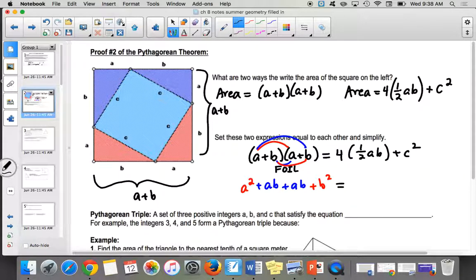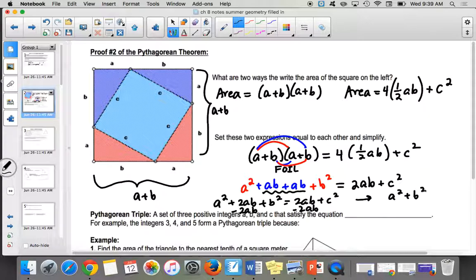How about 4 times 1/2 ab? What do we think we get when we simplify 4 times 1/2 ab? 2 of the ab's, right? And then plus c squared. We're almost there. What's 1ab plus another 1ab? 2ab. So we get a squared plus 2ab plus b squared equals 2ab plus c squared. So what's my last step? Yep, subtract that 2ab from both sides, and I get a squared plus b squared equals c squared. Done. Isn't that cool?